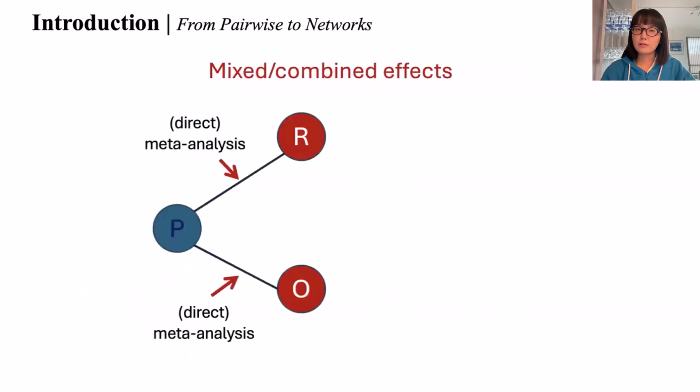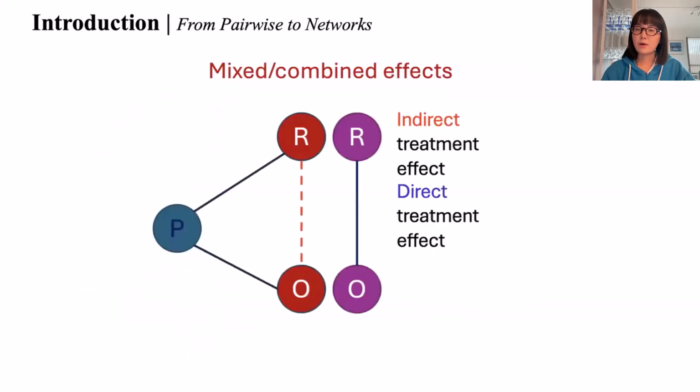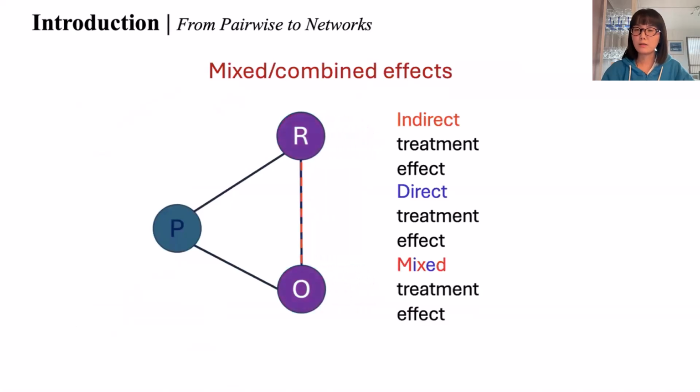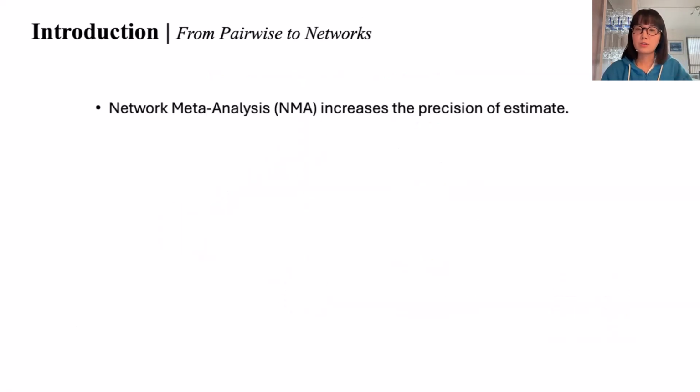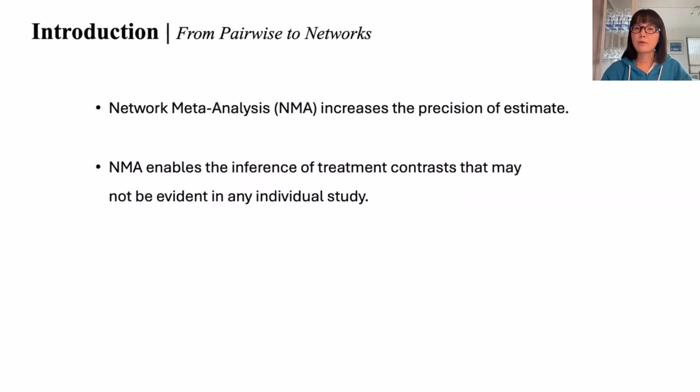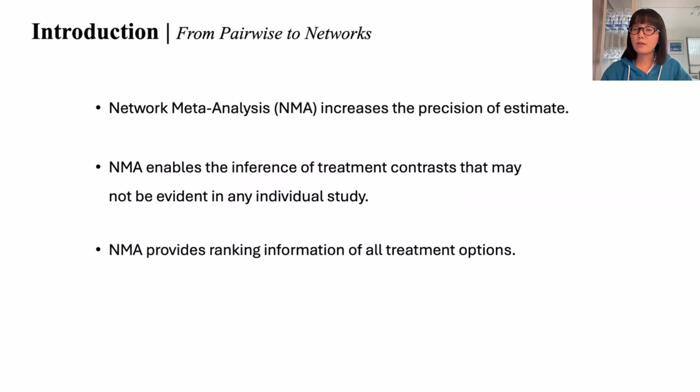Network meta-analysis can combine this indirect and direct treatment effect into the mixed or combined effect. It also can estimate all the relative effects between each pair of the interventions in your network. So it increases the precision of estimates, enables the inference of treatment contrasts that may not be evident in any individual study, and provides ranking information of all the treatment options, which helps decision making.